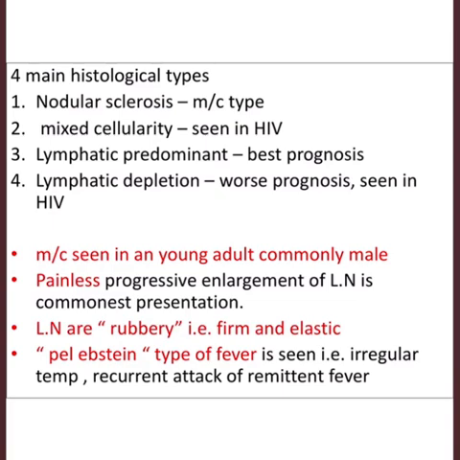It is most commonly seen in young adults, commonly male. The nodes are painless. Progressive enlargement of lymph nodes is the commonest presentation. Lymph nodes are rubbery, firm and elastic. Pel-Ebstein type of fever is seen: irregular temperature, with recurrent attacks of remittent fever.